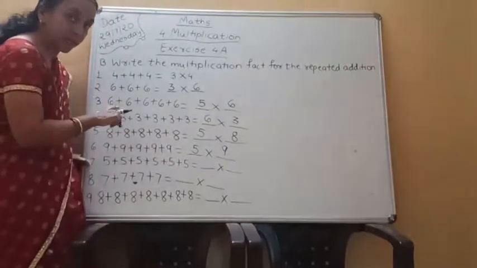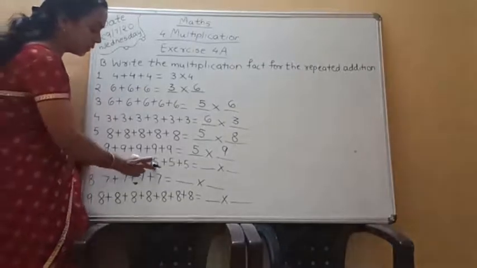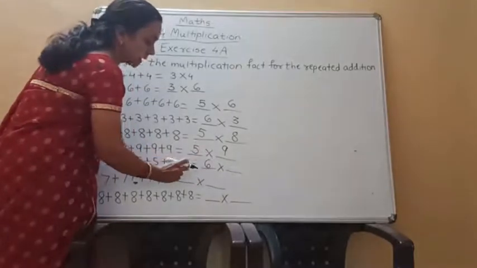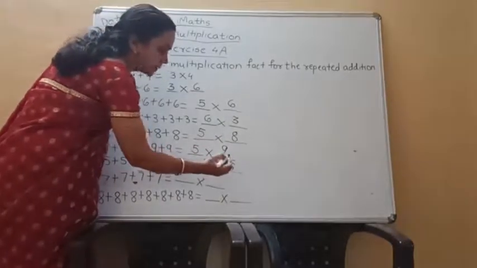How many times 5 is given? 1, 2, 3, 4, 5, 6. 6 times. So you write down 6 and then write down this number, that is 5.